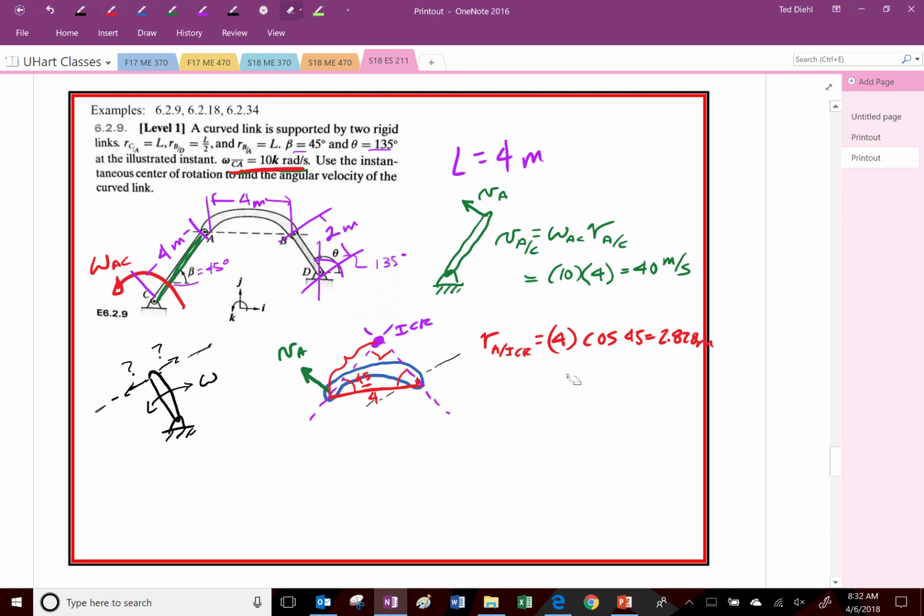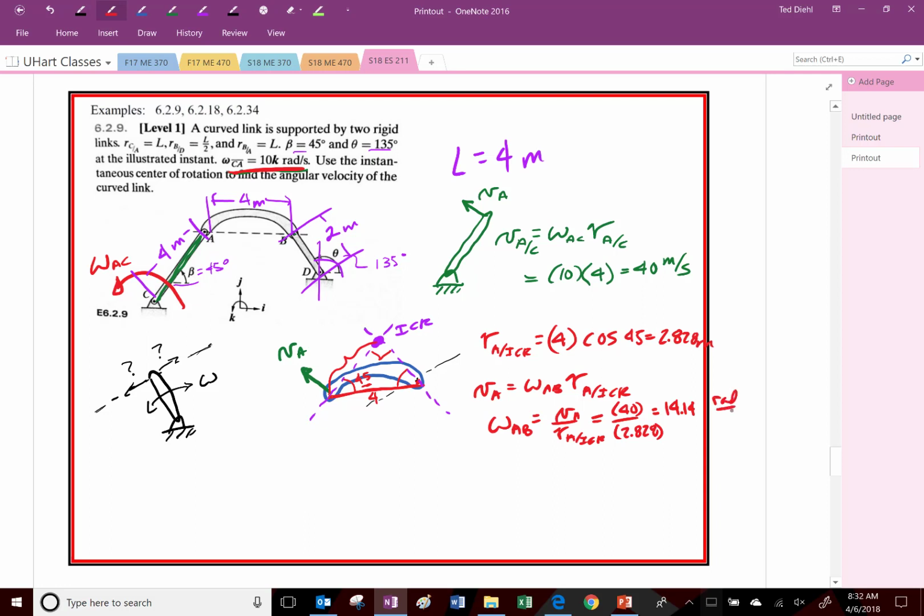All right, so I already wrote the answer. So now I can write out that the velocity of A is equal to omega AB times R, A with respect to ICR. So now I found omega AB. It's going to be VA divided by R, A with respect to ICR. All right, so that's just going to be 40 divided by 2.828, or 14.14 radians per second.